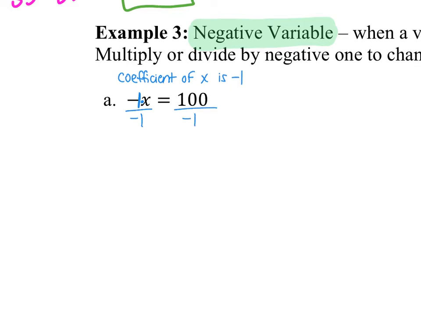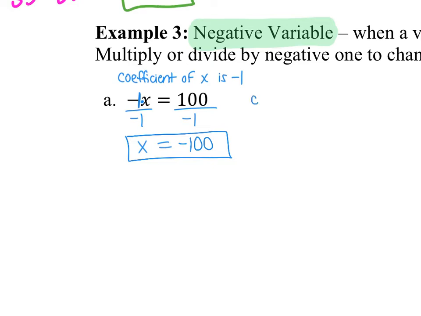And then dividing by negative 1 is really easy. Negative 1 divided by negative 1 is a positive 1. So on the left side, we're left with just plain x. And then 100 divided by negative 1. Now ignore the negative first. 100 divided by 1 is just 100. Any number divided by 1 is itself. But since it's a negative 1, that makes it a negative 100. So our answer is x is equal to negative 100.